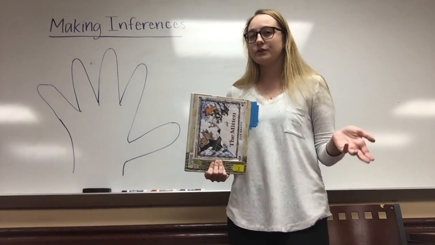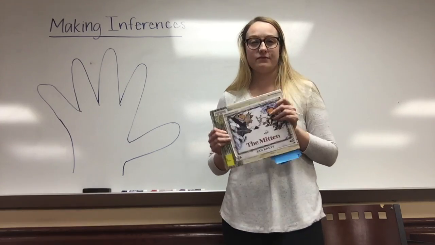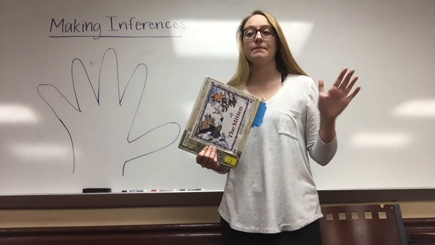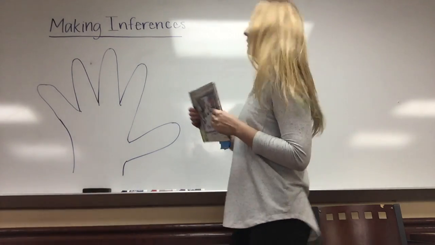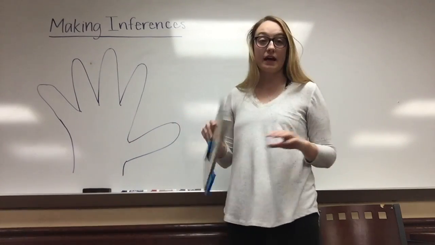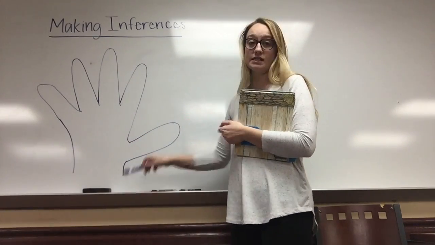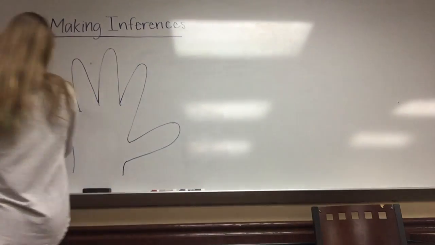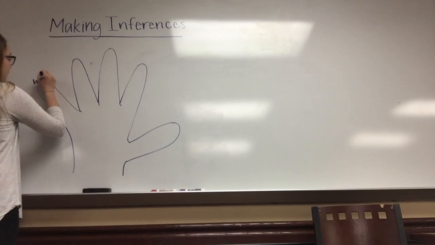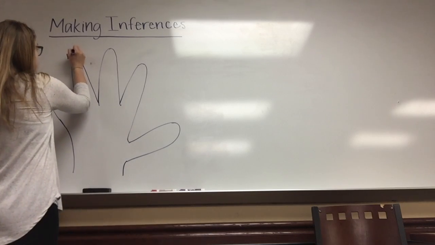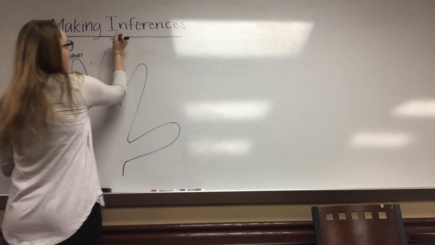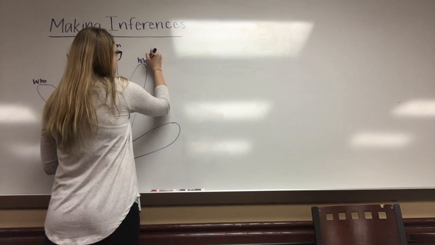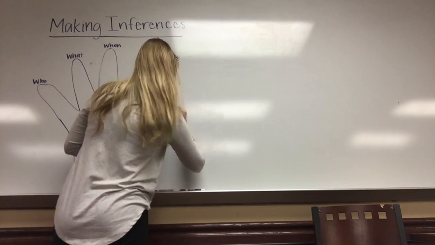So why do you think that we would use a hand to remember the 5 different reasons? That's right, because our hand has 5 fingers on it. So on our chart, we have a big hand, and we're going to write each of the different things to make inferences about on one of the fingers. So our first one is who. So we have who, and then we have what, then we have when, where, and why.